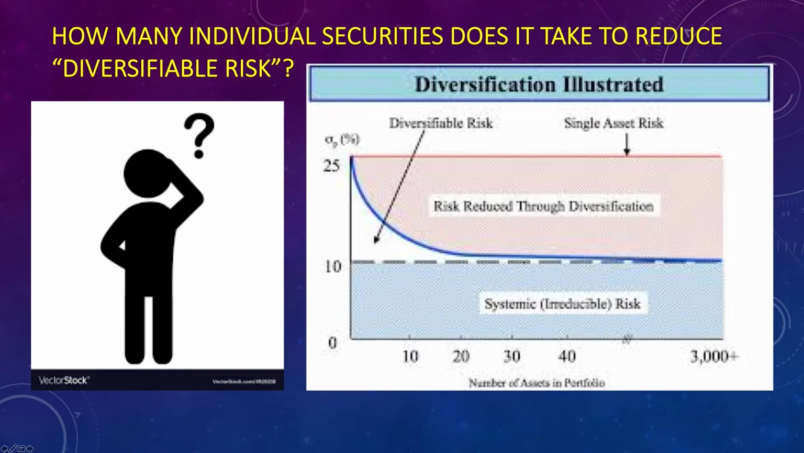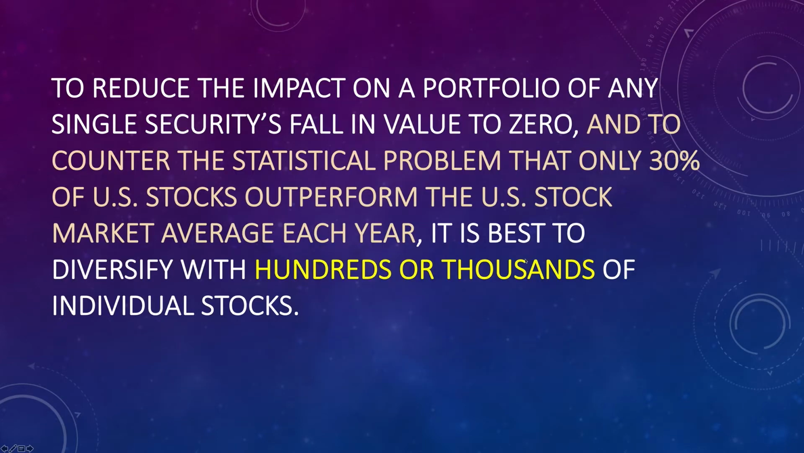So we basically own a lot more of Apple than we do of US airlines and things like that. So they basically posit that 30 to 40 stocks is really what you need to get your standard deviation down there to reduce risk. But I think to reduce the impact on a portfolio of any single security's fall in value of 0, and to counter the statistical problem that only 30% of all the stocks in any index will outperform that index.